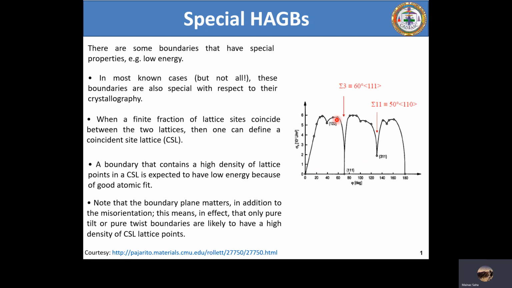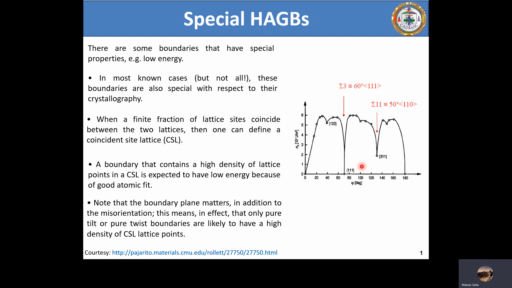random angle boundary. For example, if you consider a data point here, a boundary with a certain misorientation angle and this particular grain boundary energy, this boundary is a random high angle boundary. But if you look at this particular grain boundary, it has a very low grain boundary energy, or rather the least grain boundary energy here, and it appears at this particular misorientation angle, and it is also in the high angle regime.